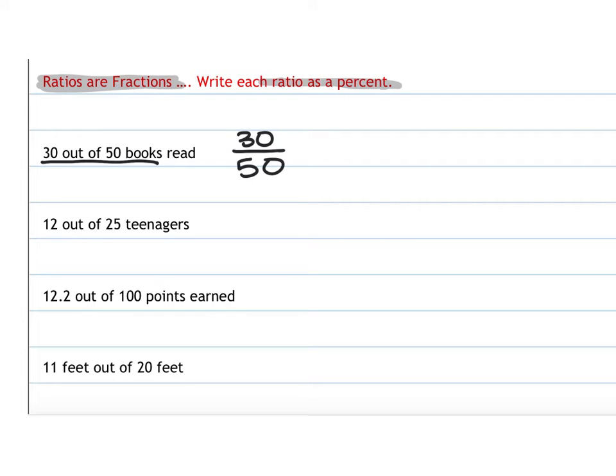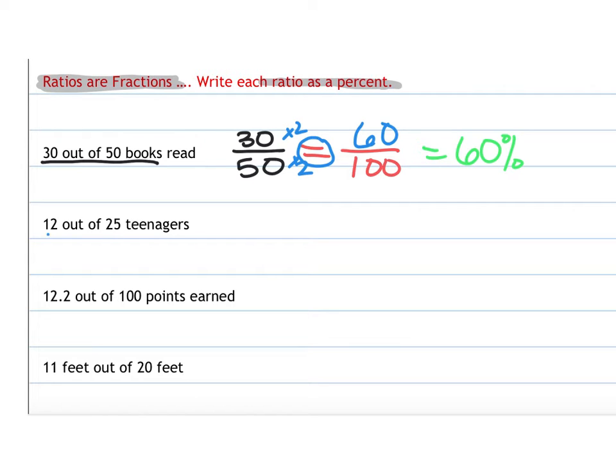We want to change these to be percent or per 100 by changing them by a number. So 50 times 2 gets me to 100. Whatever I do to the bottom, I must do to the top, because the goal is to keep things equal. So that means that's 60 per 100, which is the same as 60%. What that means is that someone has read 60% of the total books.